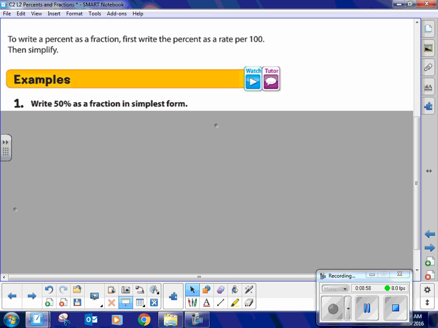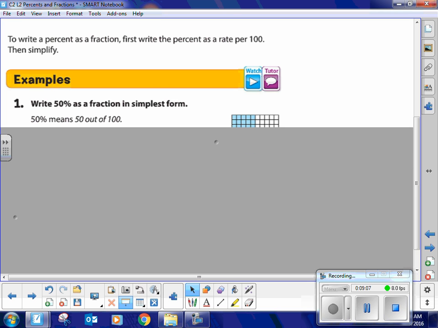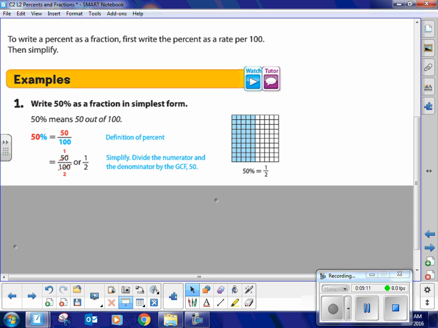So we want to write 50% as a fraction in simplest form. Remember, we're going to write that as a number over 100. We're going to write 50 over 100. 50% means 50 out of 100. I've got the little model here, and as you know, half the model is shaded in. That's where they came up with half.